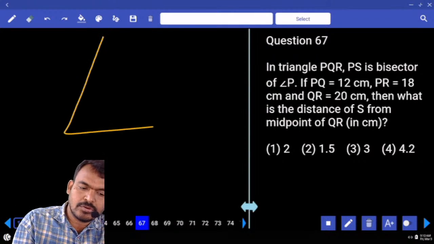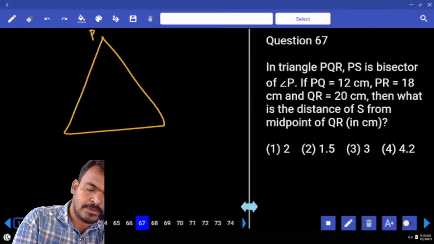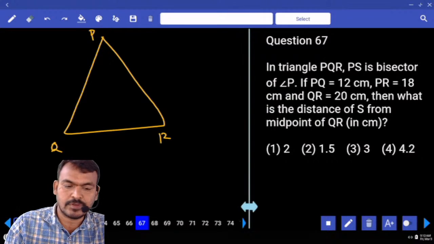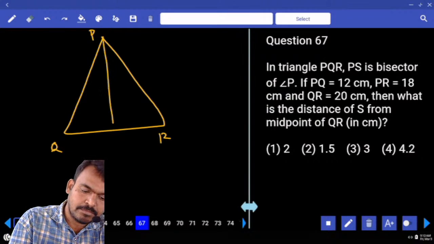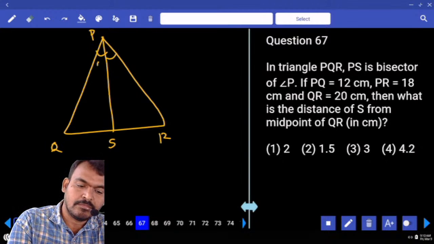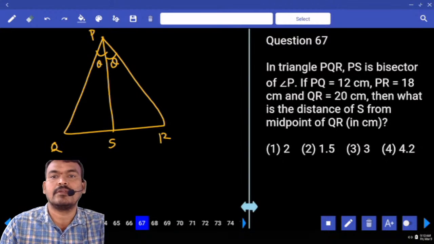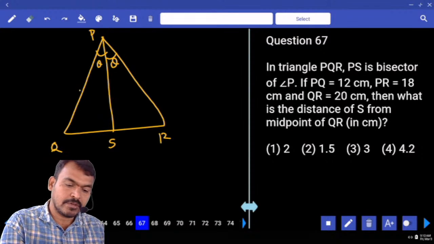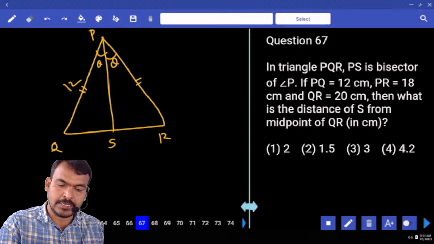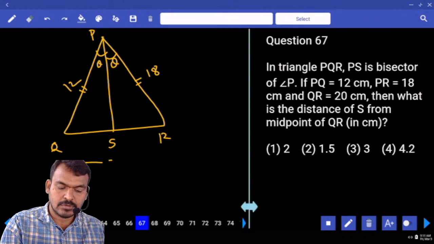Triangle PQR. PS is the bisector of angle P, which means these two angles are the same. PQ is given as 12, PR is given as 18, and QR is given as 20.